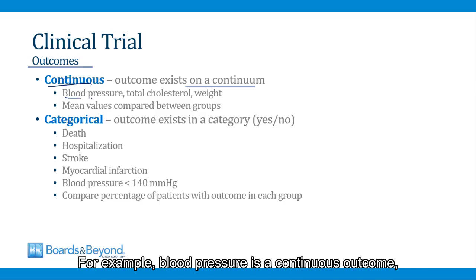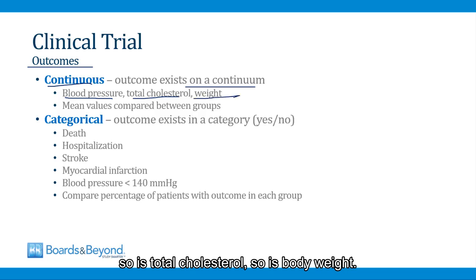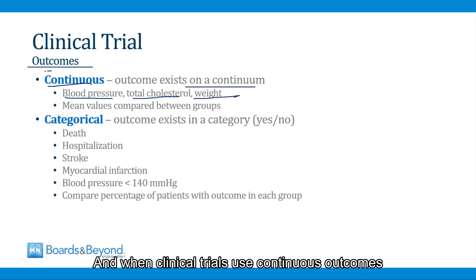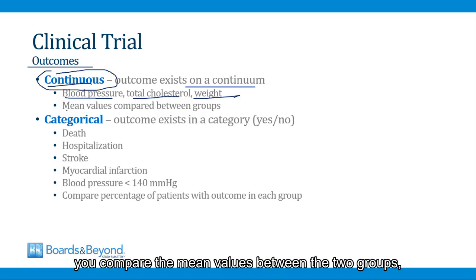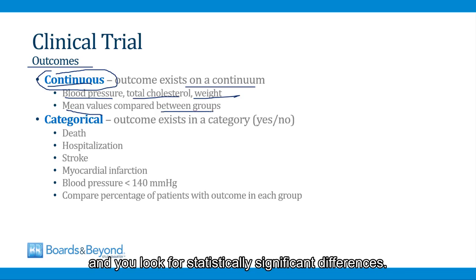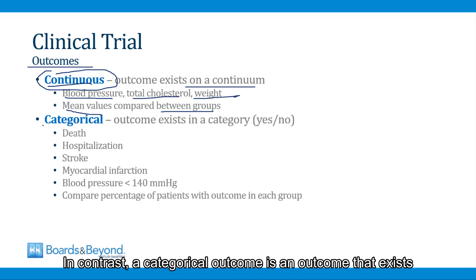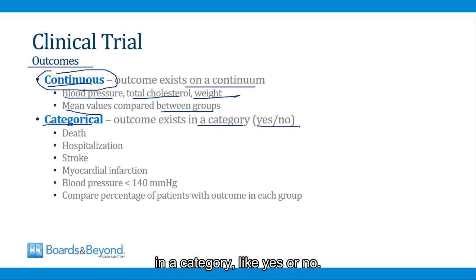For example, blood pressure is a continuous outcome. So is total cholesterol, so is body weight. And when clinical trials use continuous outcomes as an endpoint of the trial, you compare the mean values between the two groups and you look for statistically significant differences. In contrast, a categorical outcome is an outcome that exists in a category like yes or no.